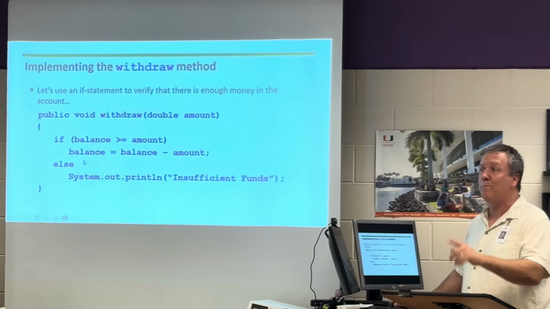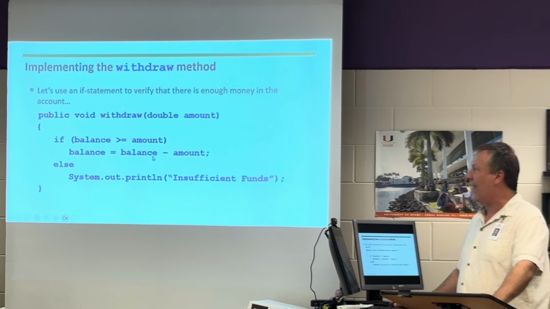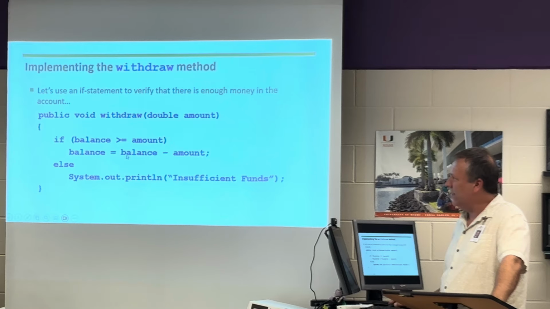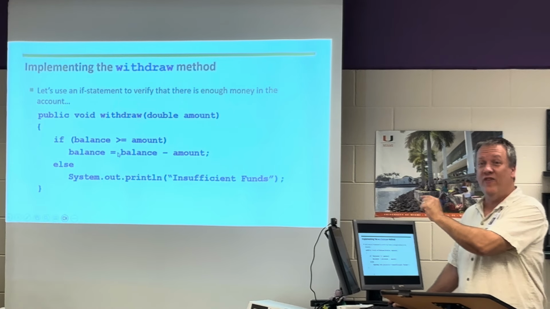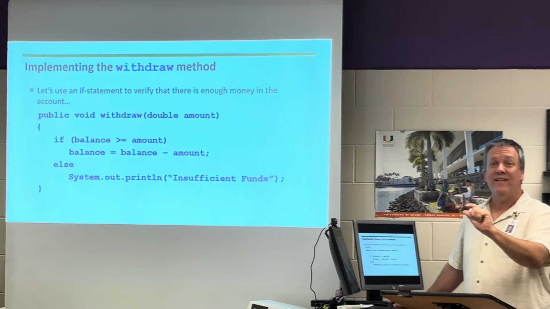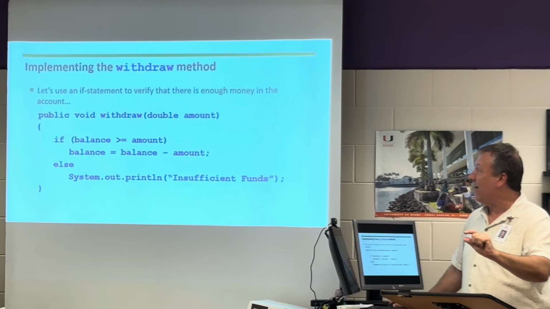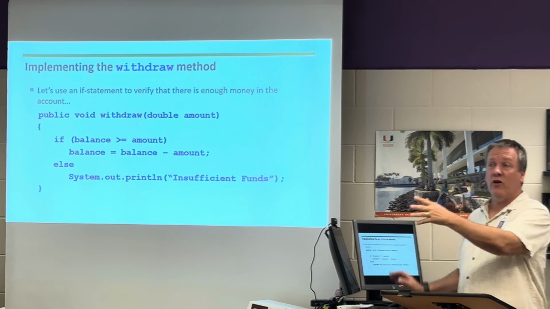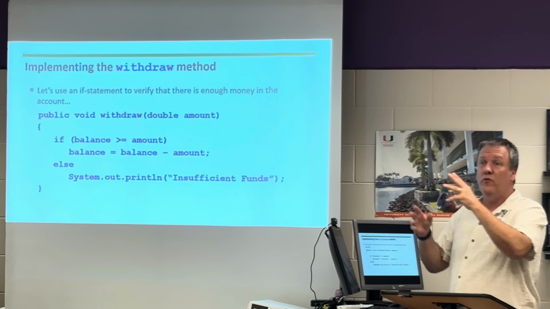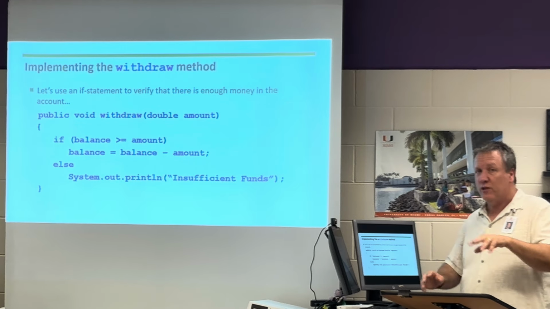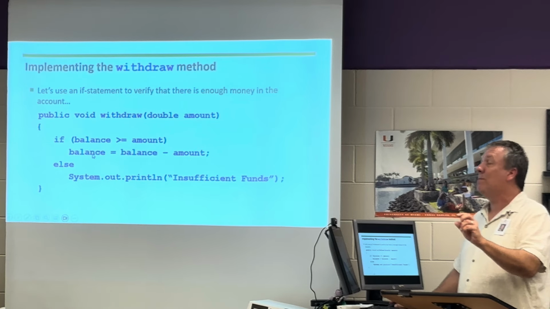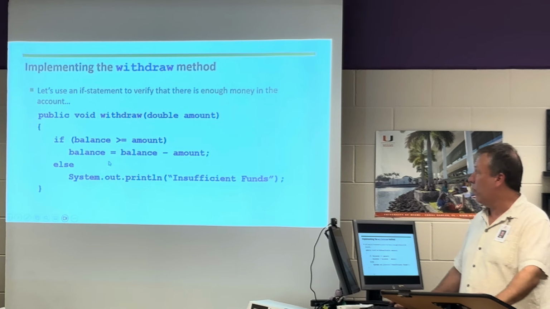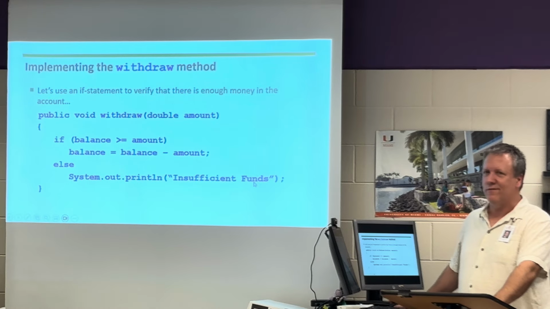Then what am I going to do? Here's the shortcut way, right? Balance equals balance minus amount. How else could I have written this? Balance equals new balance. Well, I could have, but even shorter than this, remember the minus equals? I could have said balance minus equals amount. Yes, I could have done new balance here again. I could have done new balance equals balance minus amount, then balance equals new balance. But this is shorter, and I could have even said balance minus equals amount. But if I don't have enough, it's going to print out insufficient funds.